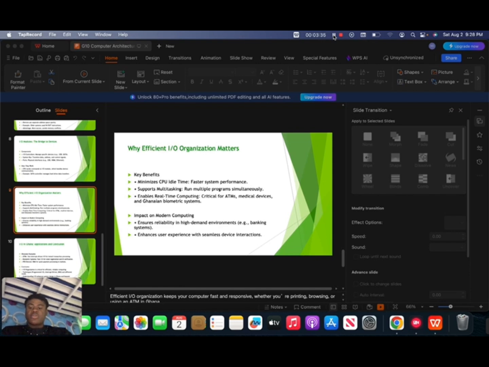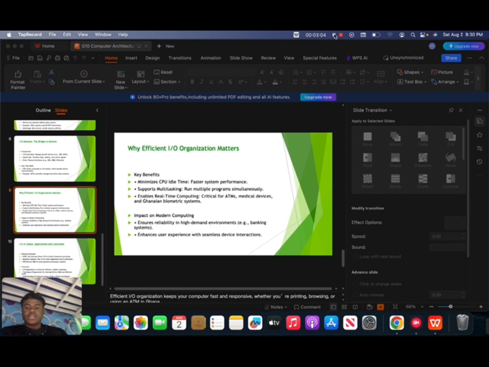So, impacts on modern computing. What are the impacts of IO system organizations on modern computing? It ensures reliability in high demand environments such as banking systems and other systems. These are systems you could really rely on when it comes to those functional sectors of the economy or life as a whole. It also enhances user experience with seamless device interaction.